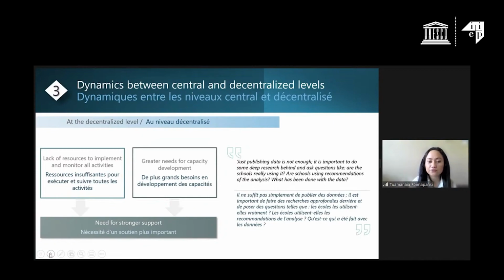This leads to the fact that it would be necessary to have a stronger support from the central level as well as from the international partners, who should really support the decentralized players who are close to the schools. And as one person said, it's not sufficient to publish data. You also need to have some research behind that to make sure that the assessment data are efficiently used and that the recommendations are implemented as planned. I will now give the floor back to Eva.